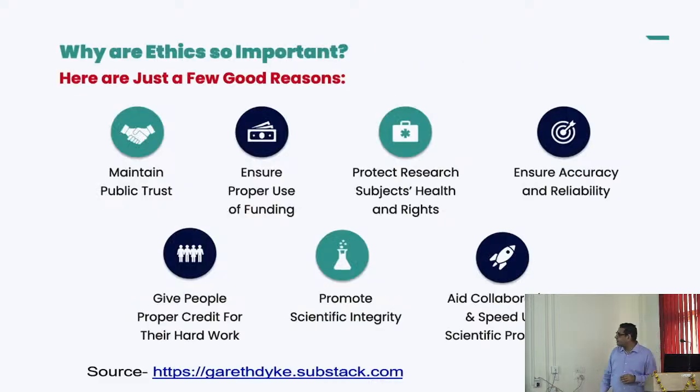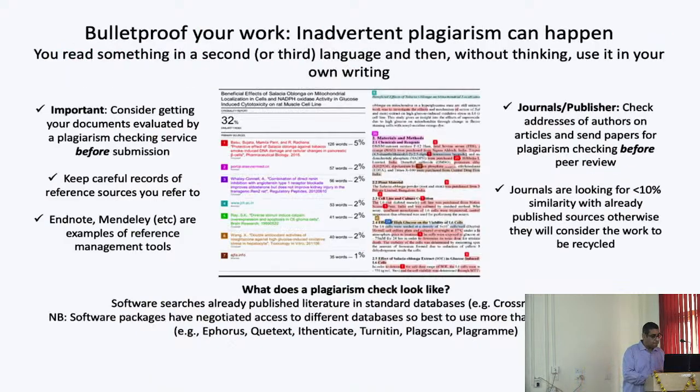Why is ethics important? Maintain public trust, ensure proper use of funding, protect research, ensure accuracy and reliability, aid collaborations, promote scientific integrity, and give proper credit for their work. It's very important. Bulletproof your work. This is a very good slide. Your work should be bulletproof, so nobody can steal it, and your reading should be very much improved. If you have these types of issues, the bulletproofness will be lost.